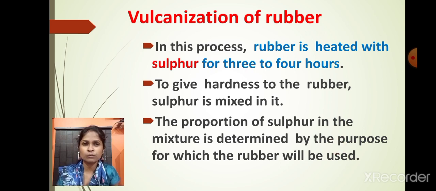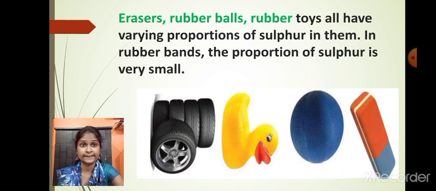So there are different types of material. Depending upon that, the proportion of the sulfur will differ from material to material. For example, erasers, rubber balls and rubber toys all have varying proportions of sulfur in them. Do you know the rubber bands that we all usually use? In actuality, rubber bands have a very small proportion of sulfur. So inside the rubber band, the sulfur proportion is very less.